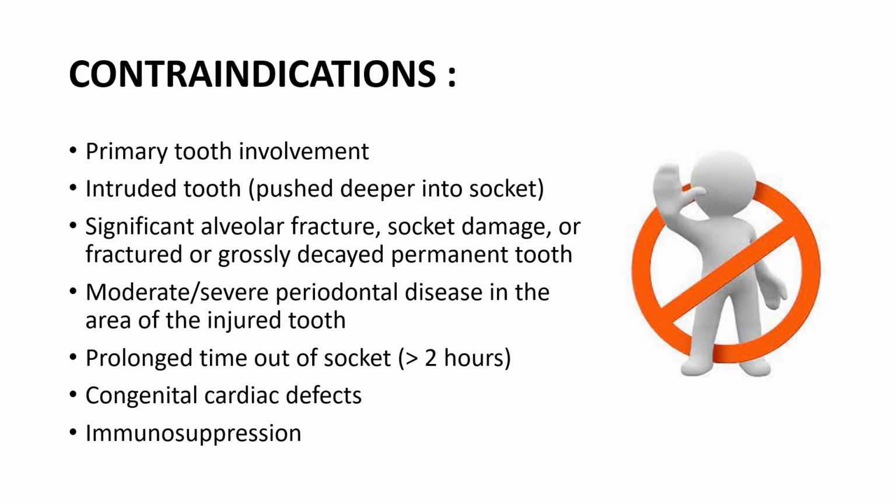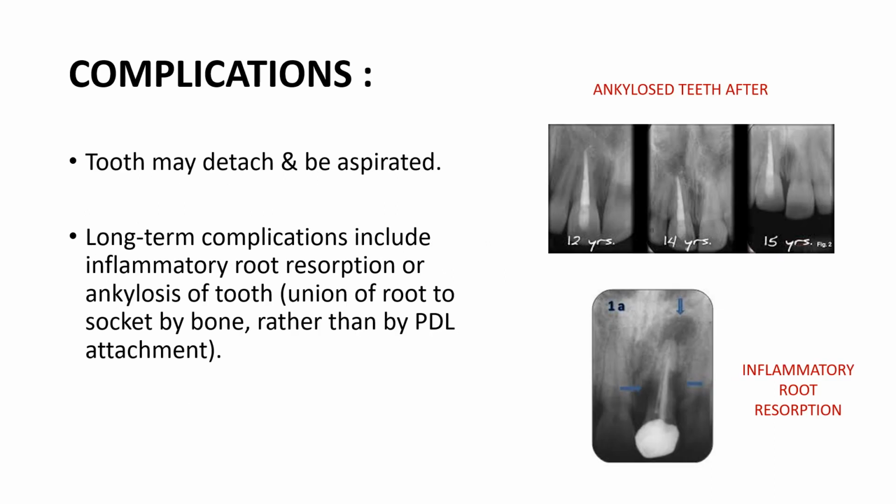Contraindications: primary tooth involvement, intruded tooth pushed deeper into socket, significant alveolar fracture, socket damage, or fractured or grossly decayed permanent tooth, moderate or severe periodontal disease in the area of the injured tooth, prolonged time out of socket, greater than 2 hours, congenital cardiac defects, immunosuppression. Complications: tooth may detach and be aspirated.